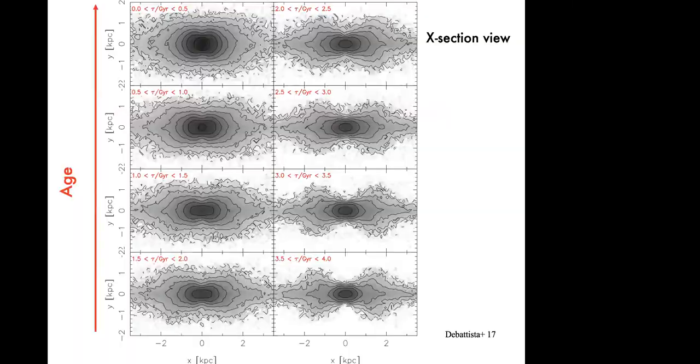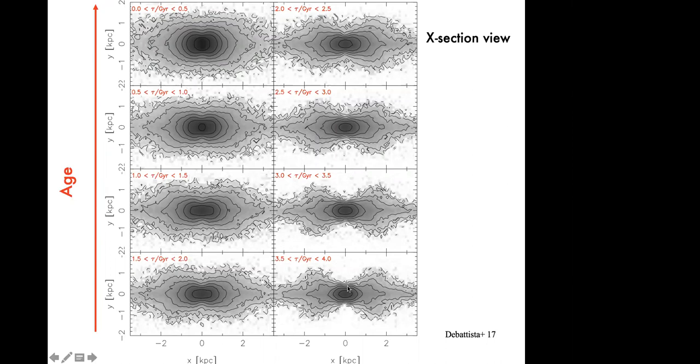If we look edge on, in this case in cross section to make things even clearer, the very oldest stars are boxy shaped. There isn't much of a hint of an X shape. Whereas stars that are somewhat younger are clearly, distinctly X or peanut shaped. So this is only a very short distance in time, right? This is formed between 0 and 0.5 giga years. This is formed between 3.5 and 4 giga years.